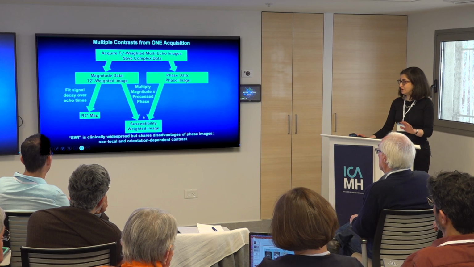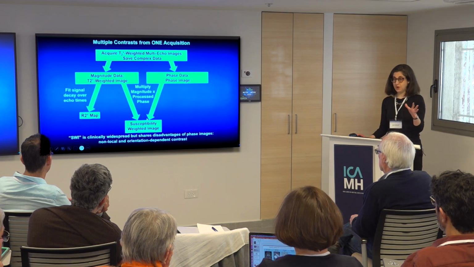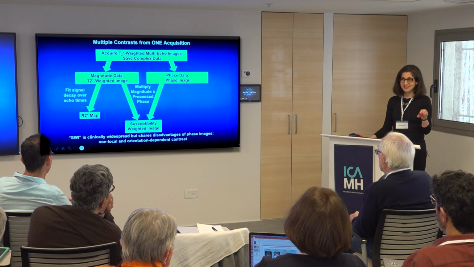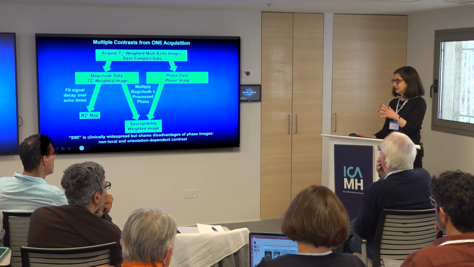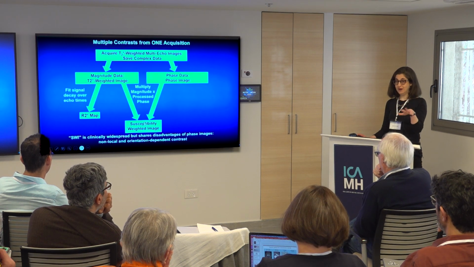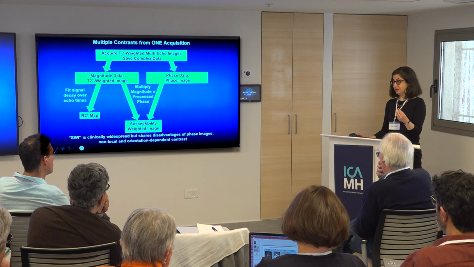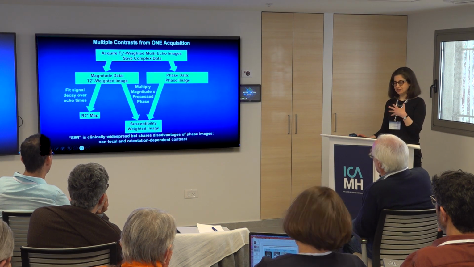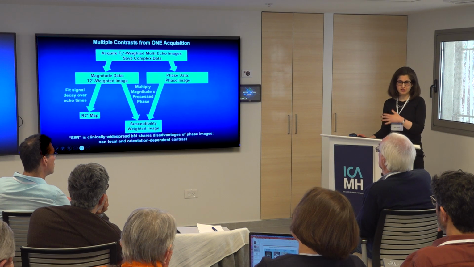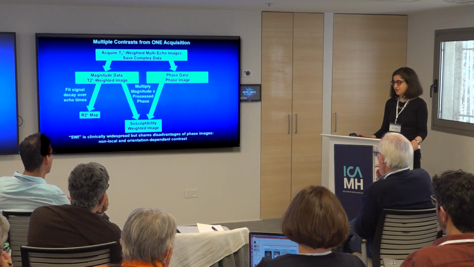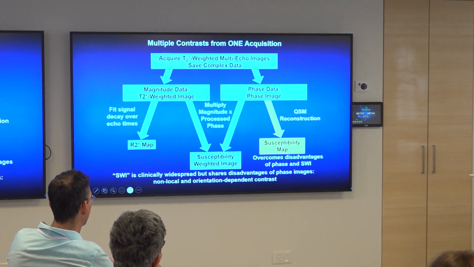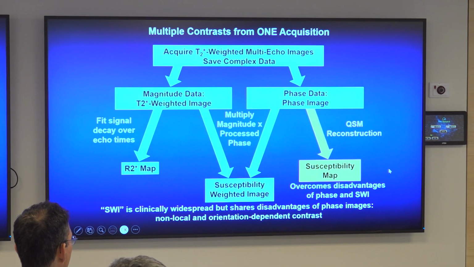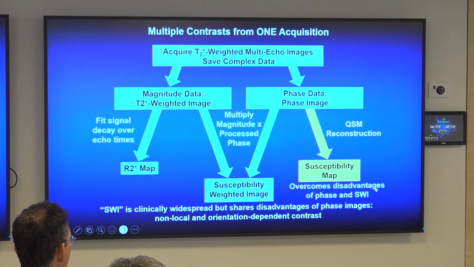We can also, and this is very clinically widespread, do something called SWI, susceptibility weighted imaging, where we multiply the magnitude image by a processed version of the phase image, and that amplifies the phase changes from something like microbleeds. It's used a lot to diagnose traumatic brain injury and find microbleeds and hemorrhages in the brain. So it's very popular. But we can also, of course, do our QSM reconstruction and get our susceptibility map, which gives you these advantages of overcoming the non-local contrast and the orientation-dependent contrast.